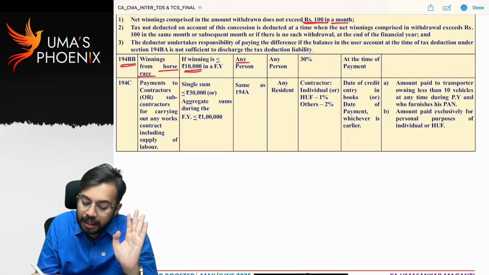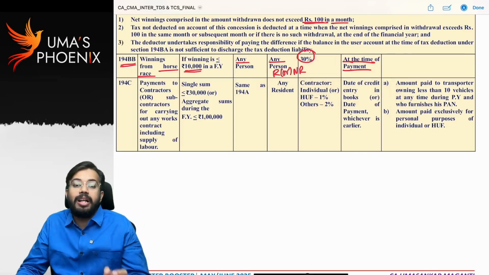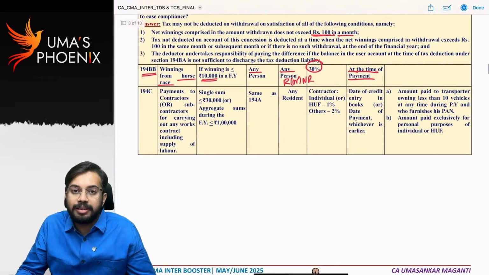Payer can be any person, payee can be any person, resident or non-resident. Rate of TDS is 30%. When will TDS be deducted? At the time of payment. Is it clear?